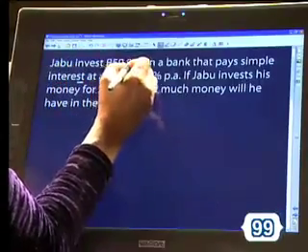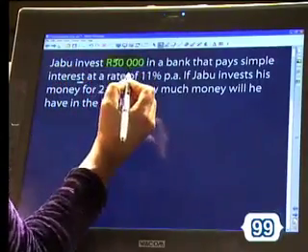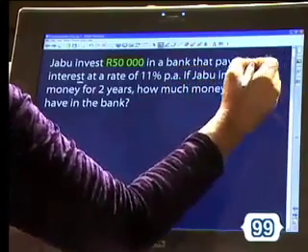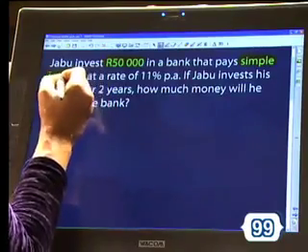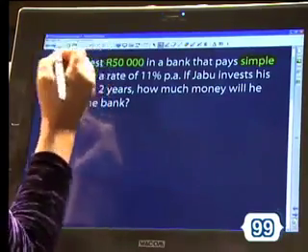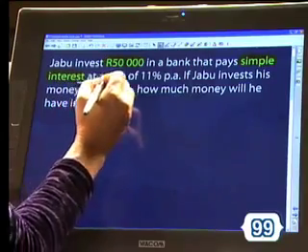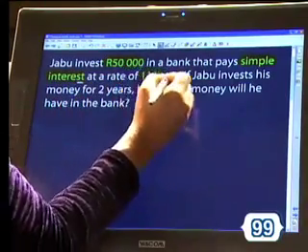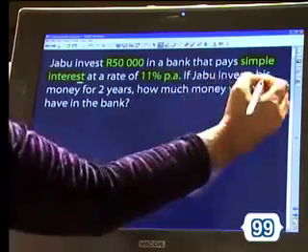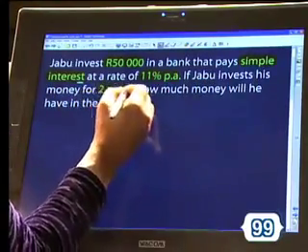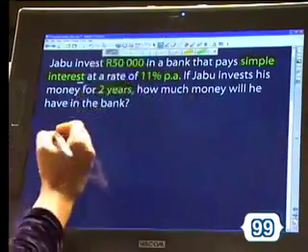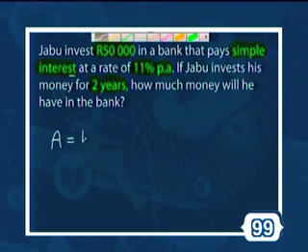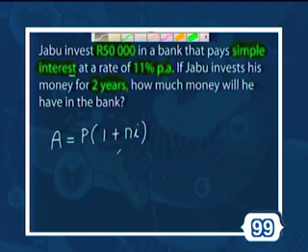Jabu invests 50,000, so we know that that's important and relevant, in a bank that pays simple interest. Okay, now for the moment, we've only done simple interest, so that's what we're expecting, but later we could have another kind of interest, at a rate of 11% per annum. If he invests his money for 2 years, how much money will he have in the bank? Right, so let's have a look at the values that we are being fed, because now we are going to have to put them into this formula.